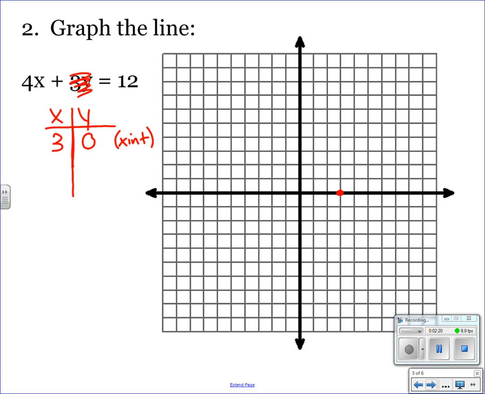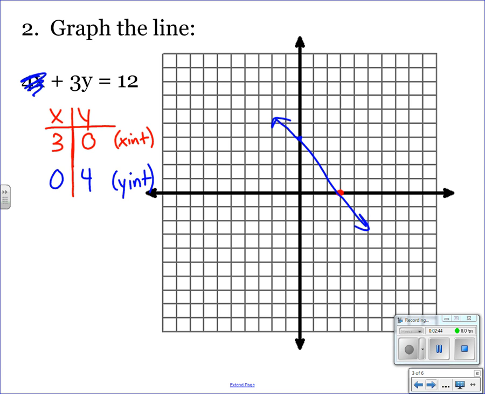Now, the y-intercept, you make x 0. So you make the opposite variable of the intercept 0. So if I make x 0, 4x goes away. I solve it, I get 4. And now 2 points make a line, so we just connect those.